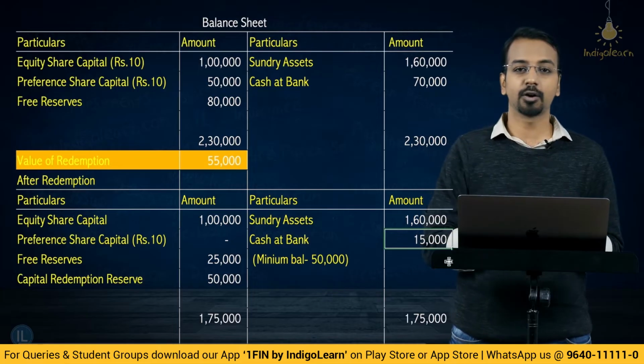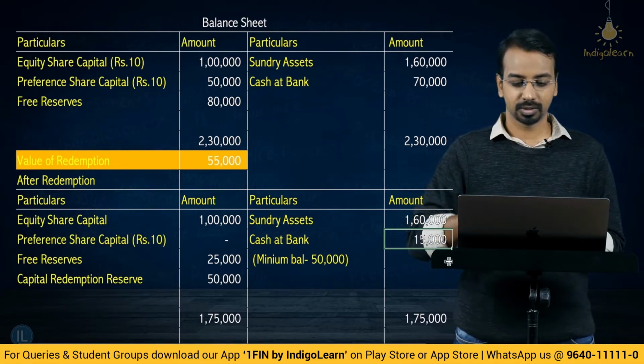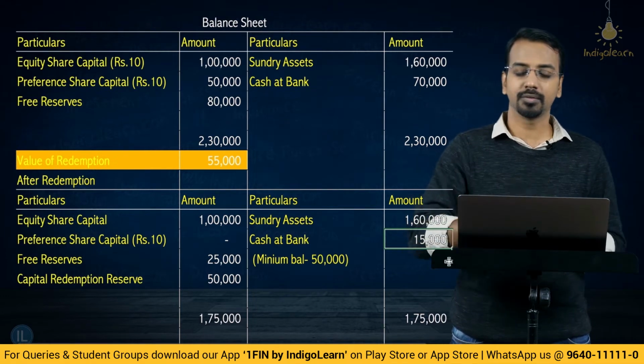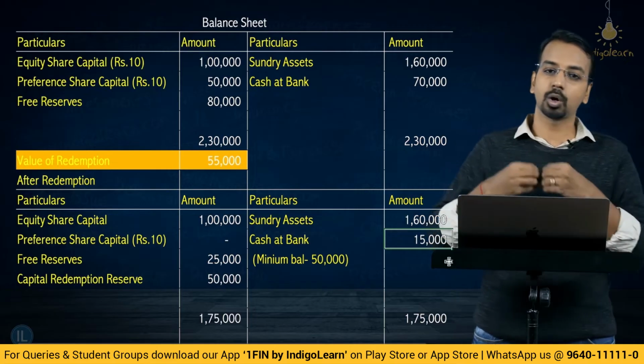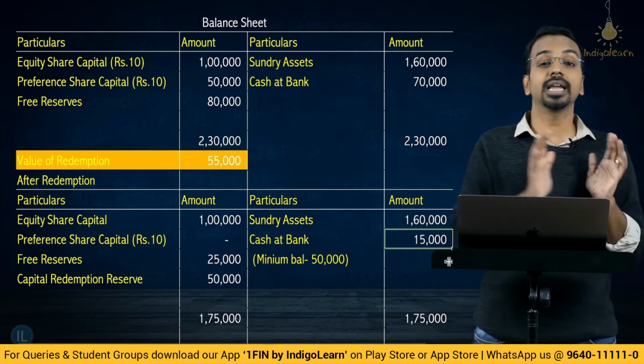Where can I get this money from? I can get this money from the sale of investments. No information has been given. If an asset sale or investment sale was given, we could have sold the investment and got the money. Please note, here we have sufficient amount to create CRR.